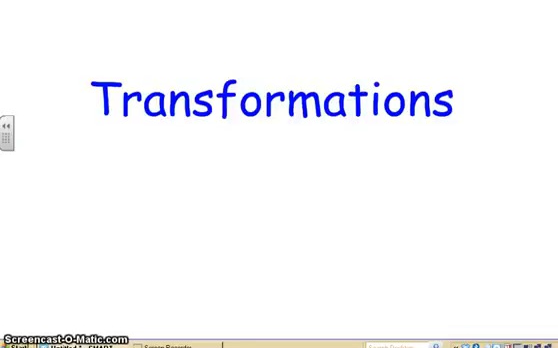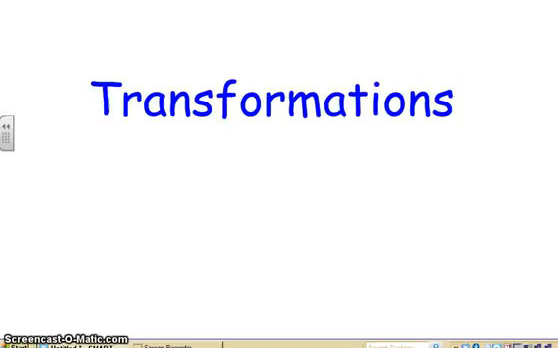Okay guys, today we are going to talk about transformations. Now, you have probably all seen or at least heard of the movie Transformers. And you know in the movie that the reason it's called Transformers is because things transform. They change, they do different things. So, in transformations, there are three types of transformations that we are going to learn about in 5th grade.